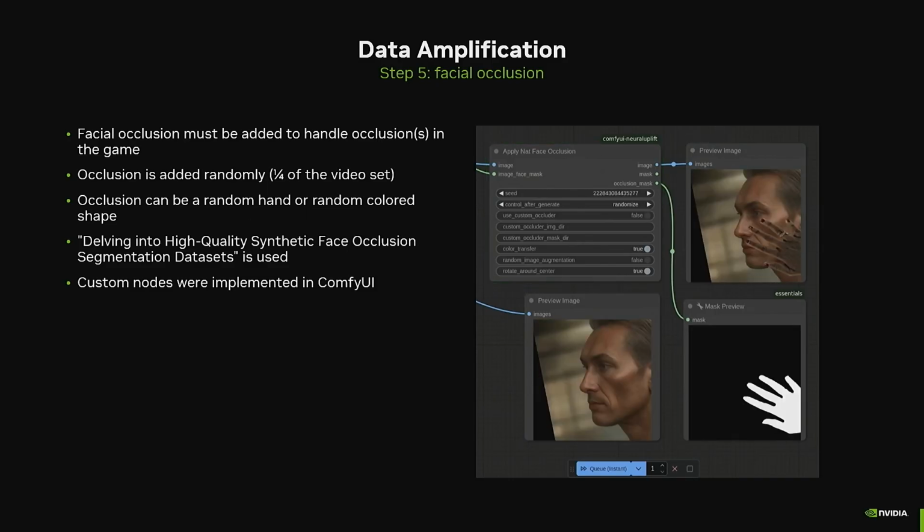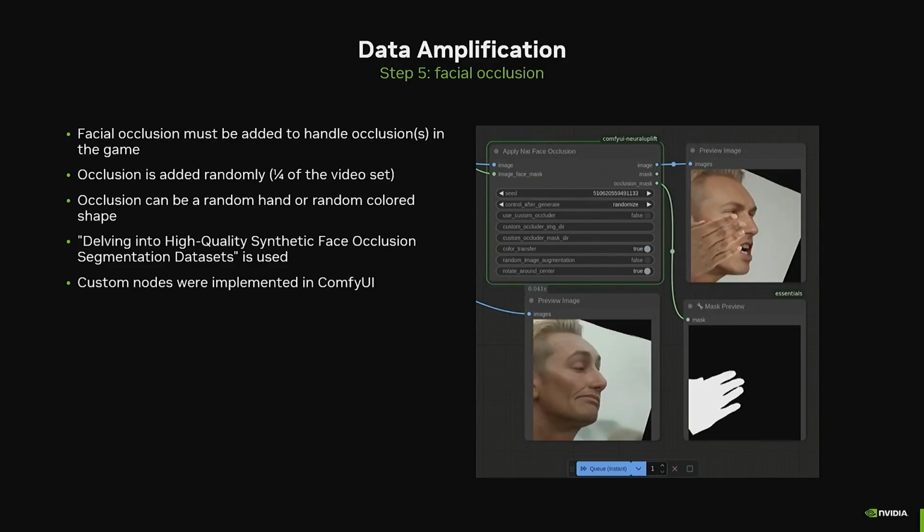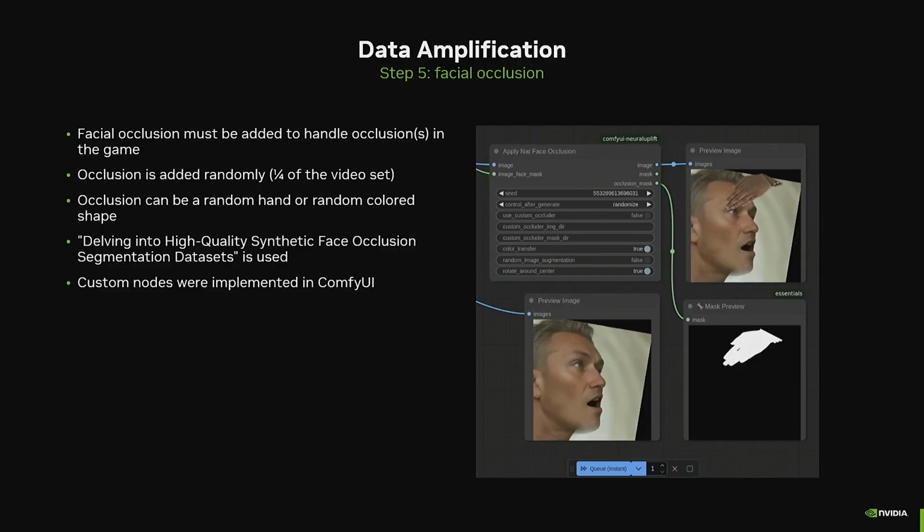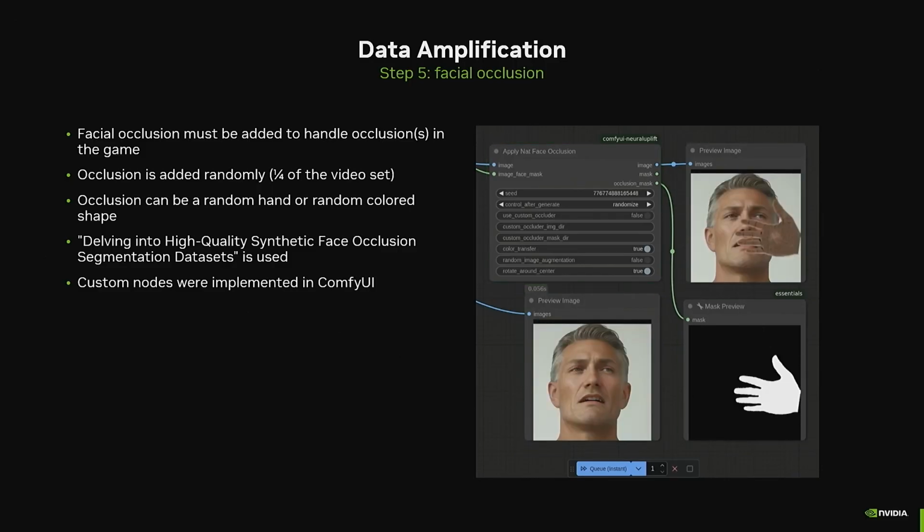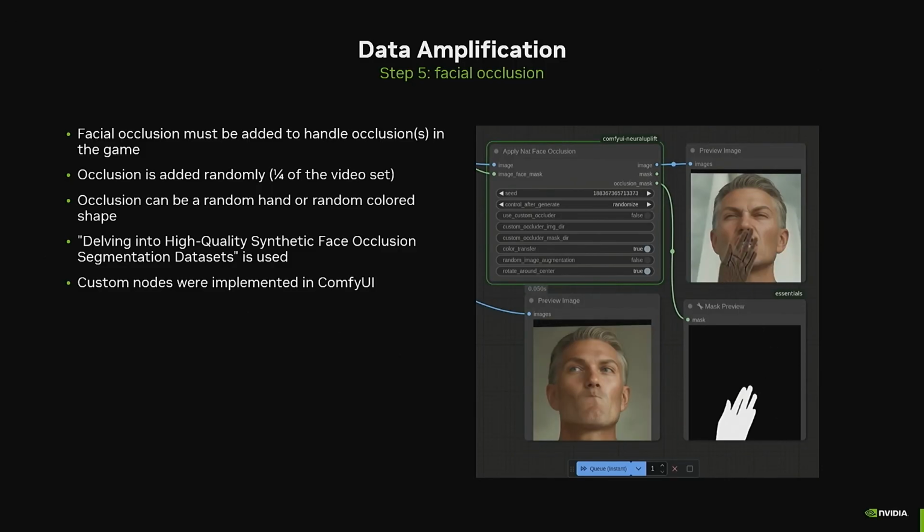The next step after that is to add some facial occlusion. Why do we need to do that? When you are in a game, obviously your character will go behind some object, or you can have another character in front of your character. So the model needs to understand that. So here we implemented another custom node that just adds some random custom facial occlusion in front of the face. And this helps the model to understand occlusion in front of the face, right?